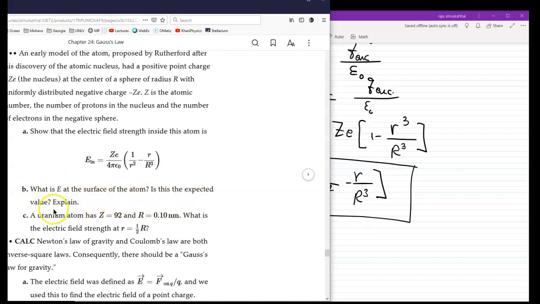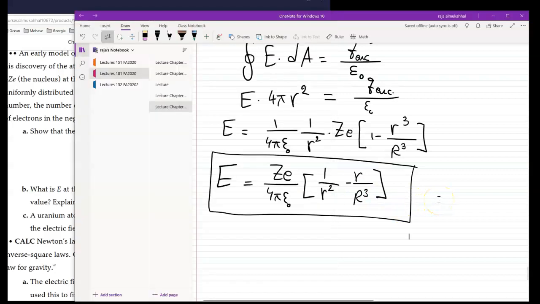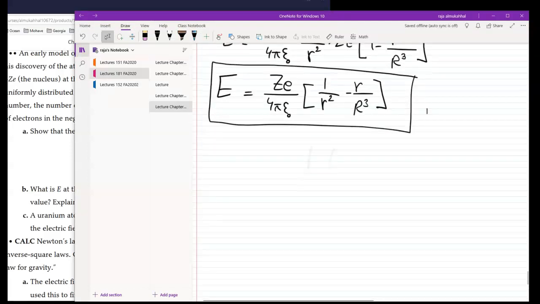The next question, he said, what is E at the surface of the atom? Is this the expected value? Well, before I do it, I'm going to ask this question. What is the value of E at the surface of the atom? What do you think? Well, it should be 0, because we know that atoms are neutral, right? If atoms are neutral, that means right outside the atom, things are going to cancel each other out. Well, let's prove it. This is one way to prove if the Bohr model, the Rutherford model of the atom is correct.